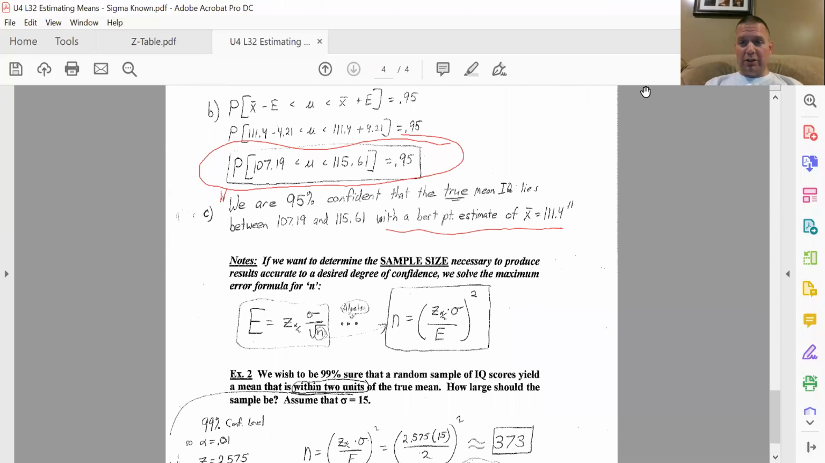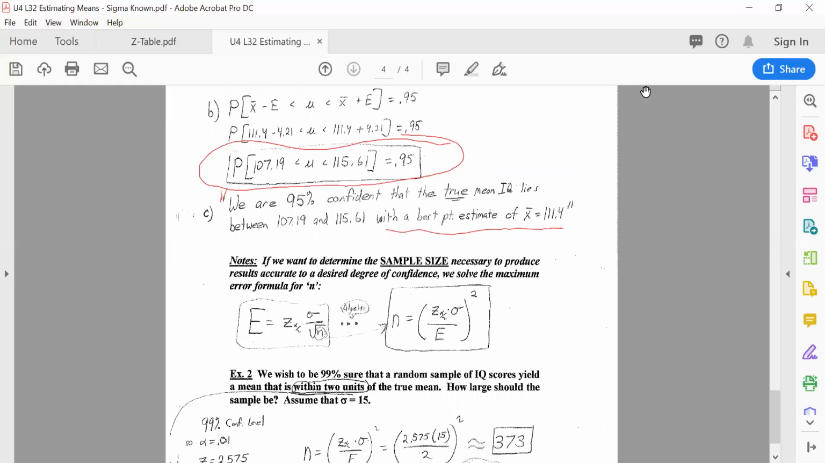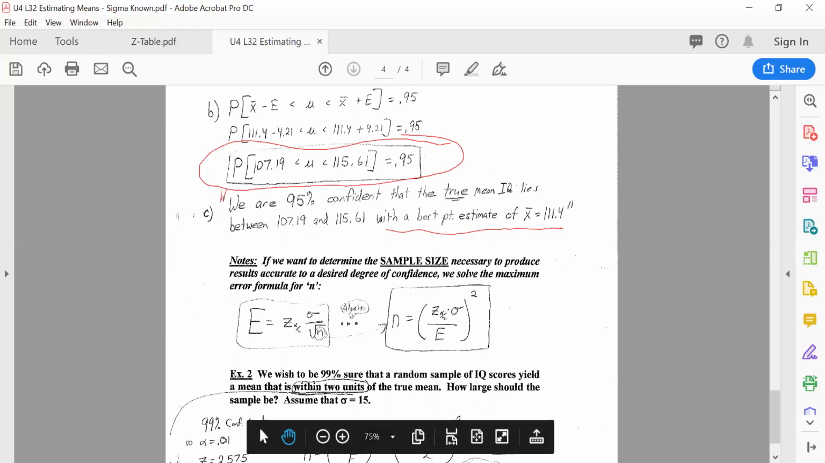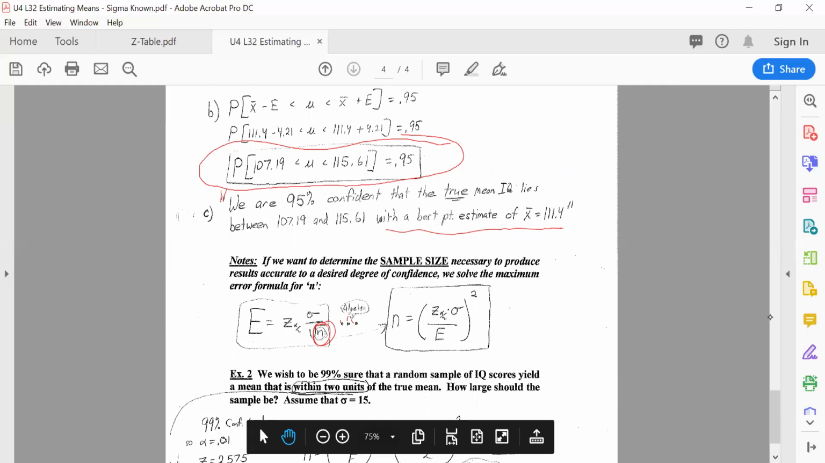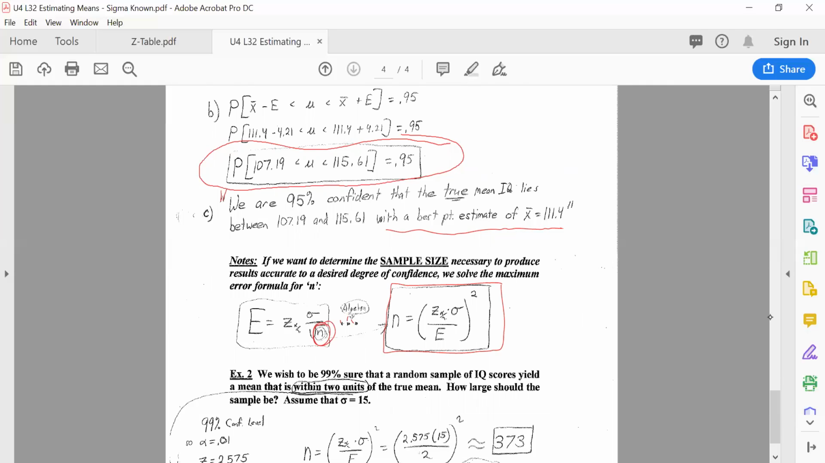If we want to determine the sample size necessary to produce results accurate to a desired degree of confidence, you take this maximum error of estimate formula, and you solve it for little n. Again, there's the algebra, and you get this formula right here: the sample size is the z-score times sigma divided by the maximum error quantity squared.